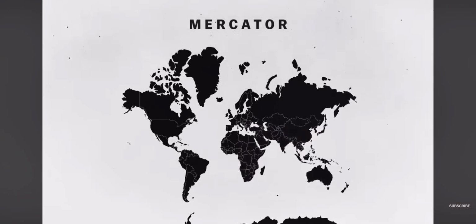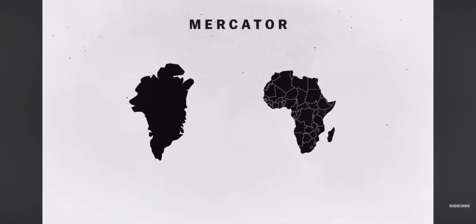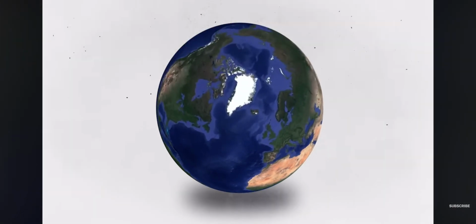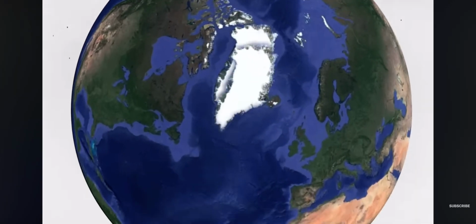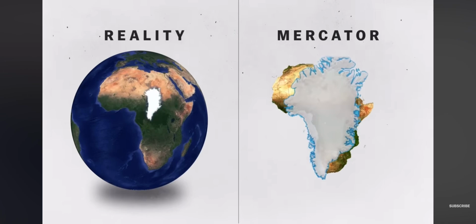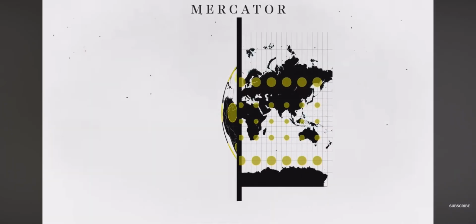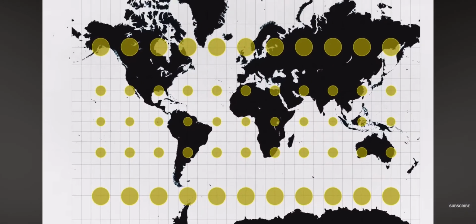Where the Mercator fails is its representation of size. Look at the size of Africa as compared to Greenland. On the Mercator map, they look about the same size. But if you look at a globe for Greenland's true size, you'll see that it's way smaller than Africa, by a factor of 14 in fact. If we put a bunch of dots onto the globe that are all the same size, and then project that onto the Mercator map, we will end up with this. The circles retain their round shape, but are enlarged as they get closer to the poles.